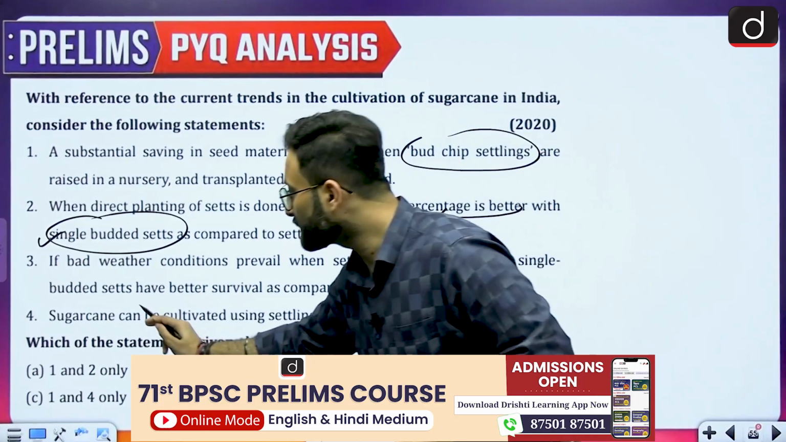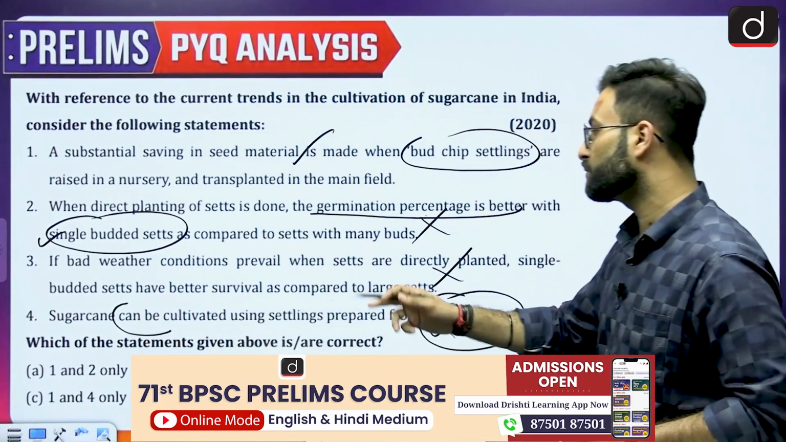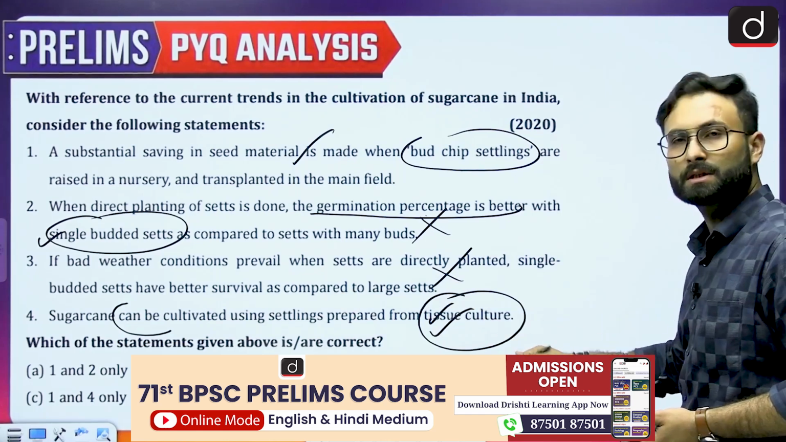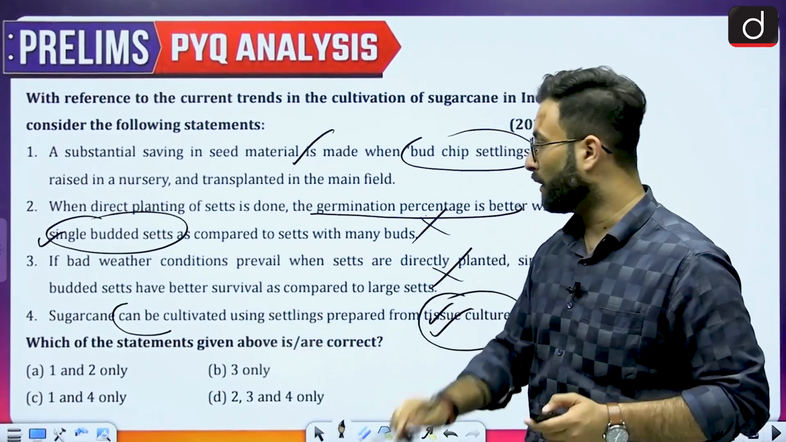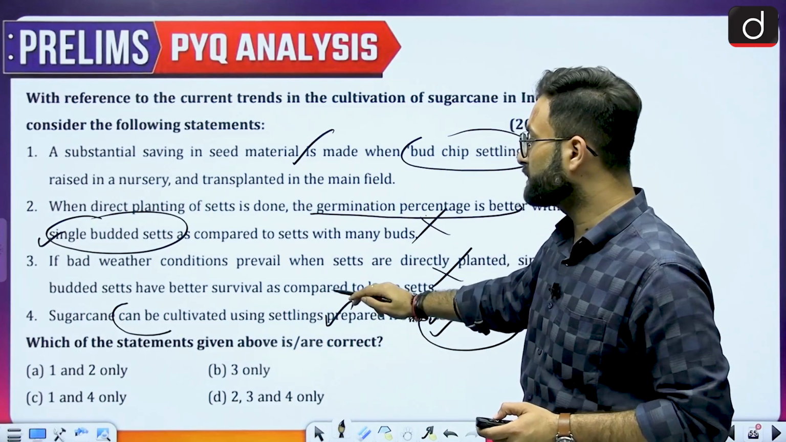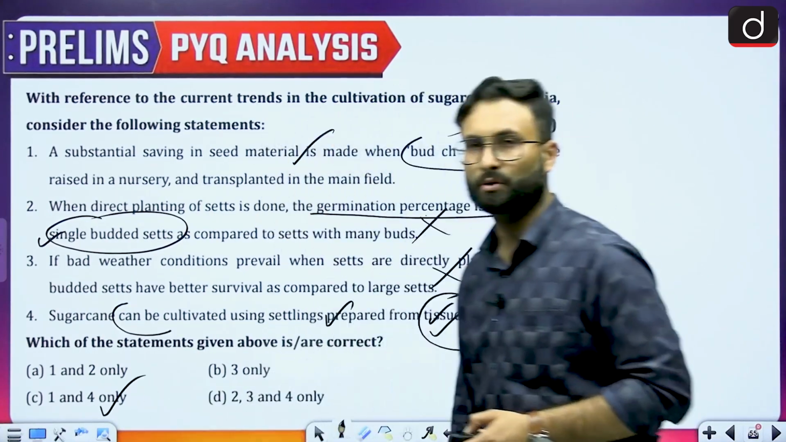So they are only asking whether sugarcane can be cultivated using the seedlings prepared from tissue culture, so this is also correct. Now it is not viable, but it is correct. Option 4 is right. So 1 and 4 are right, so option C would be your right answer over here.